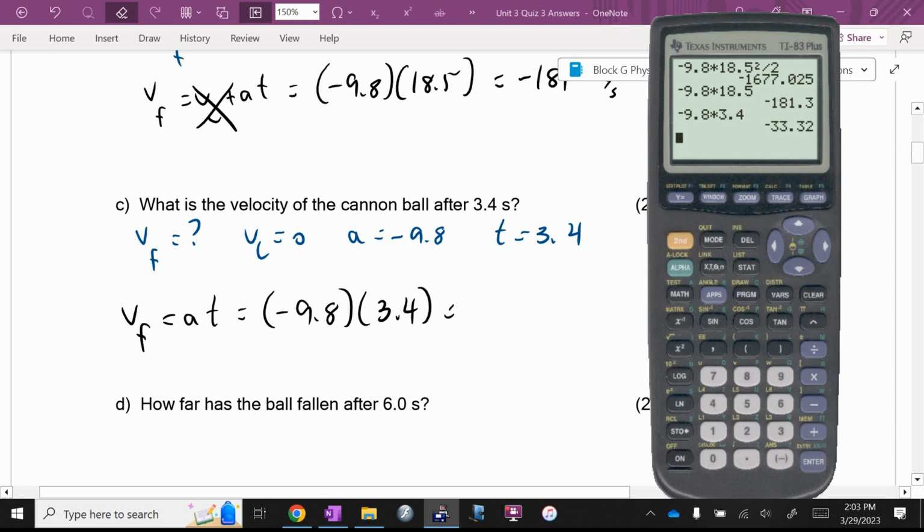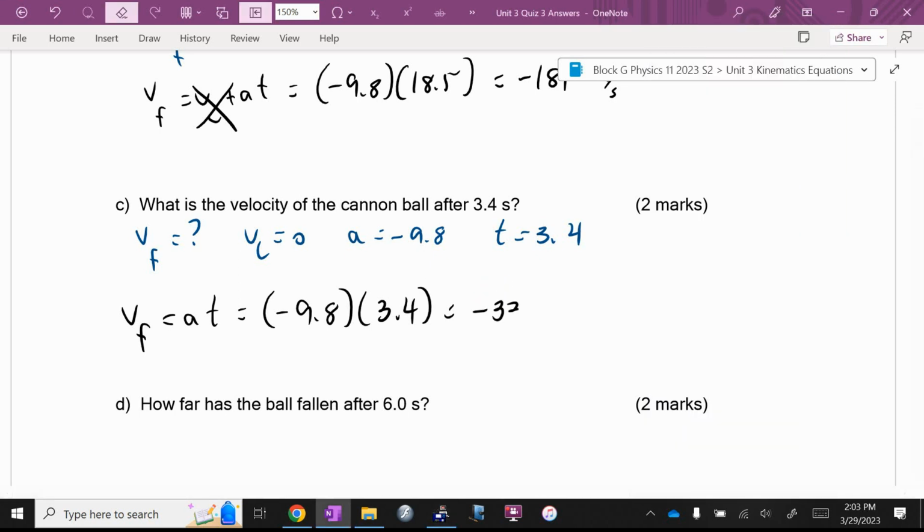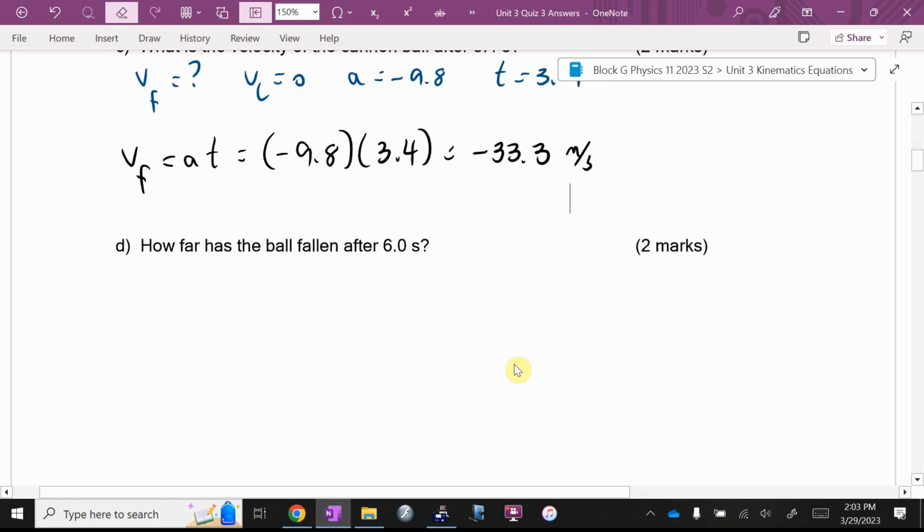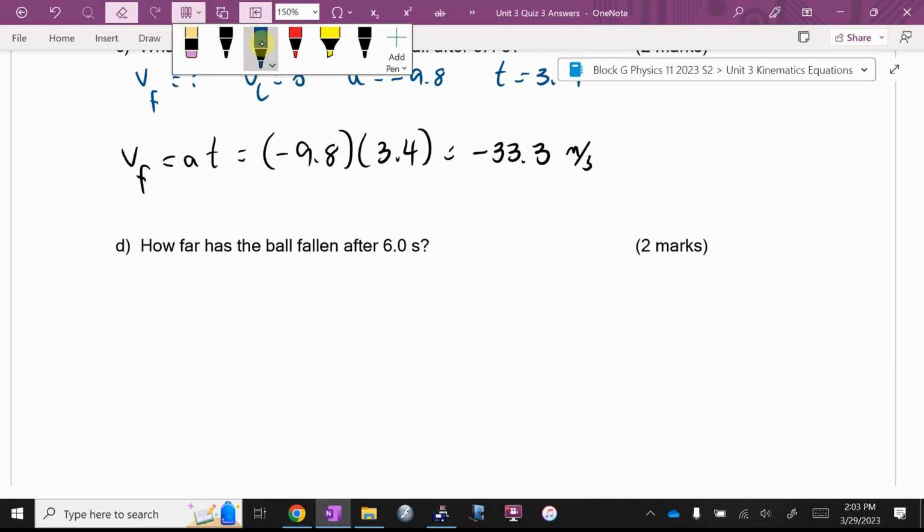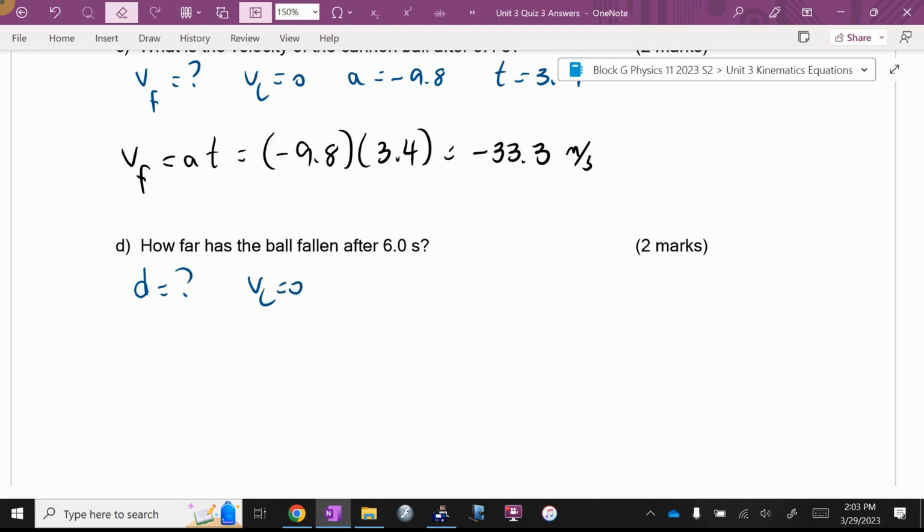Y'all get negative 33.3. Why negative? After 3.4 seconds, which way is it traveling? Up or down? Down. So I'm good with that. Same as before, 1 mark for the equation, half mark for the numbers, half mark for the answer. How far? Ooh, now it wants me to find the displacement. I think VI is still 0. I think A is still negative 9.8. But this time, T is 6.